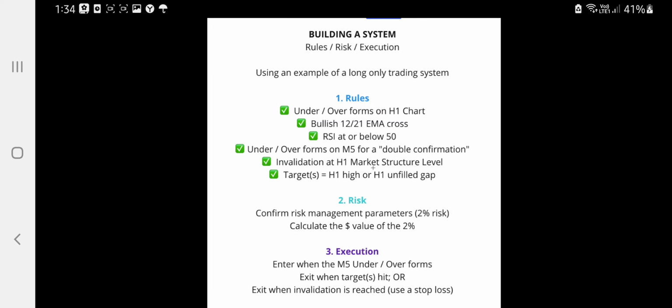So, too many rules will cause confusion. No data point or specific rule is guaranteed to work. Okay, so funding isn't magic. Under-over patterns aren't magic. EMA crosses aren't magic. RSI is not magic. No one of these data points is guaranteed to work every time. You will notice rules that appear to work well through your study of the market, both in the past and in real time.